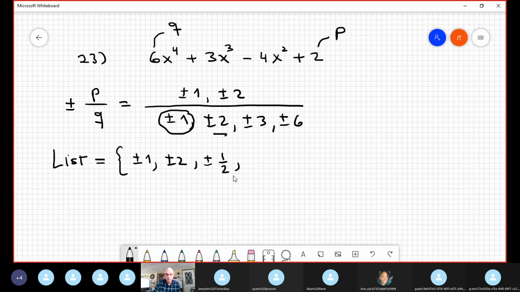Okay? Comma. This is 3 now. 1/3, comma, 2/3, comma, and now 6: 1/6, and 2/6 when you reduce to lowest terms is 1/3. End of the story. This is the list.